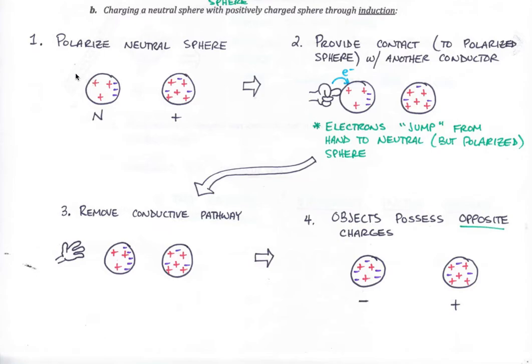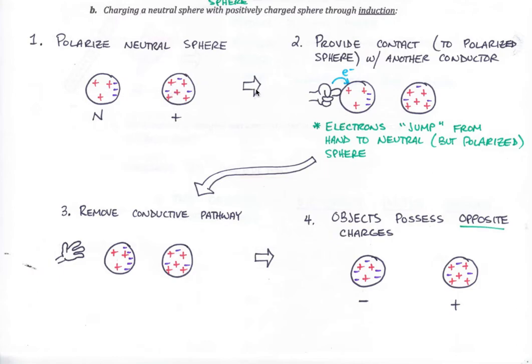So the first step is going to be to bring that charged object near your neutral object so that you polarize it. Now in this case, this object is a positively charged sphere. It has more protons than electrons. So the electrons in the neutral sphere, as long as it's a conductor, will be able to move to the side that is closest to that positive charge. Because these electrons would like nothing more than to get to the positively charged object. They're being attracted to the positive charge.